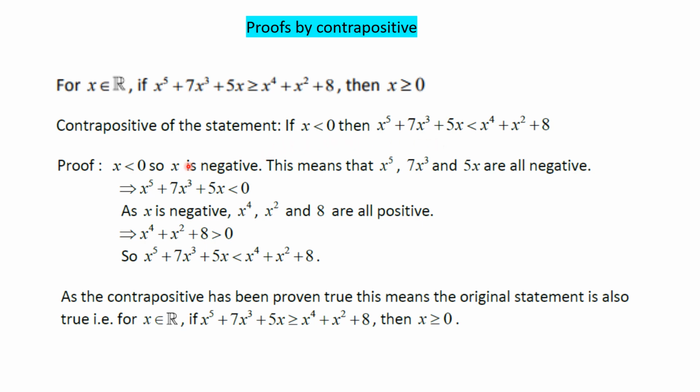Since x is less than 0, we can say that all of these terms are negative because they are odd powers of x. That means when you add all of these together, it should be negative. On the right hand side, as you can see, x to the power 4 and x squared are even powers of x. So when you add them together, you should get a positive value. So from there, you can conclude that the left hand side is less than the right hand side.